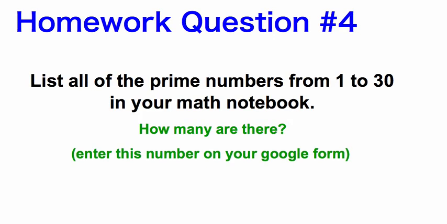And finally, homework question number 4. List all of the prime numbers from 1 to 30 in your math notebook. How many are there? Enter this number on your Google form. So you'll need to list all the prime numbers. Remember, prime numbers only have 2 factors, the number 1 and themselves.